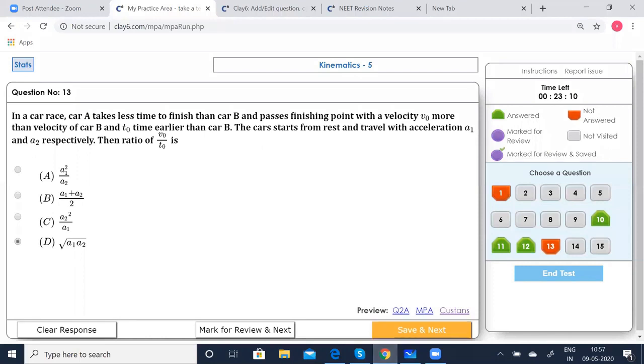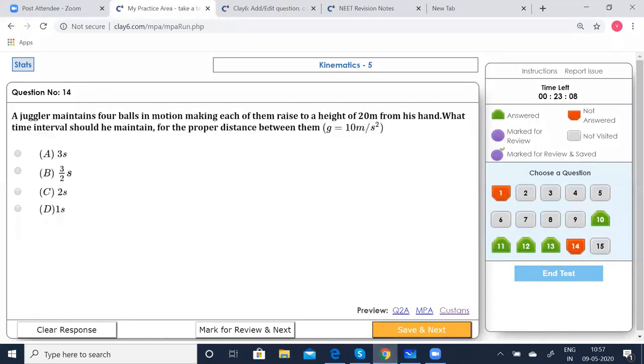D option is correct. Save that. Go to the next. A juggler maintains 4 balls in motion, making each of them raise to a height of 20 meters from his hand. What time interval should he maintain for the proper distance between them? Take g as 10 meters per second squared.